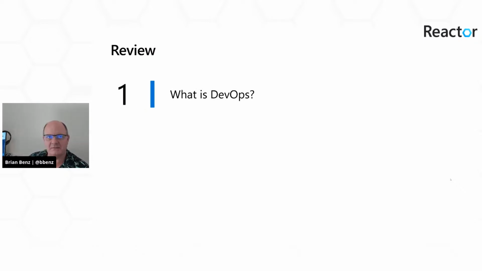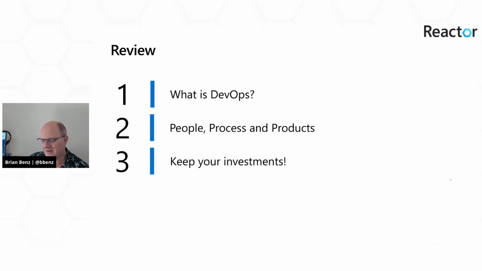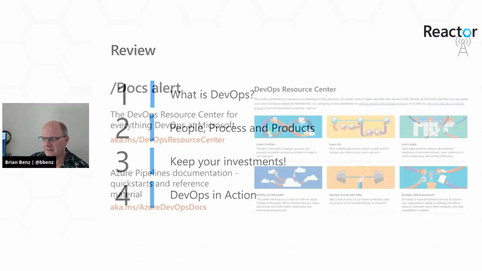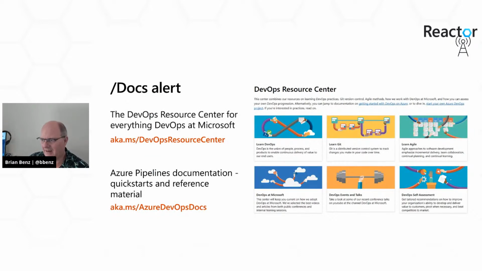So we covered what is DevOps: people, process, and products. We actually talked about keeping your investments, in this case, your investments in applications. Maybe you have something in GitHub or apps. And then I showed you some DevOps in action, a couple of demos where you went over how you would actually set up and connect an Azure Web App to your GitHub using GitHub Actions. And I went through the details of what the YAML looks like.